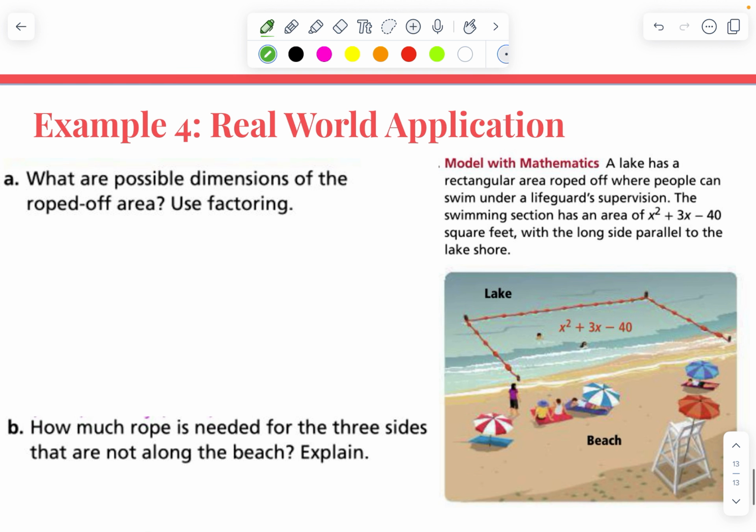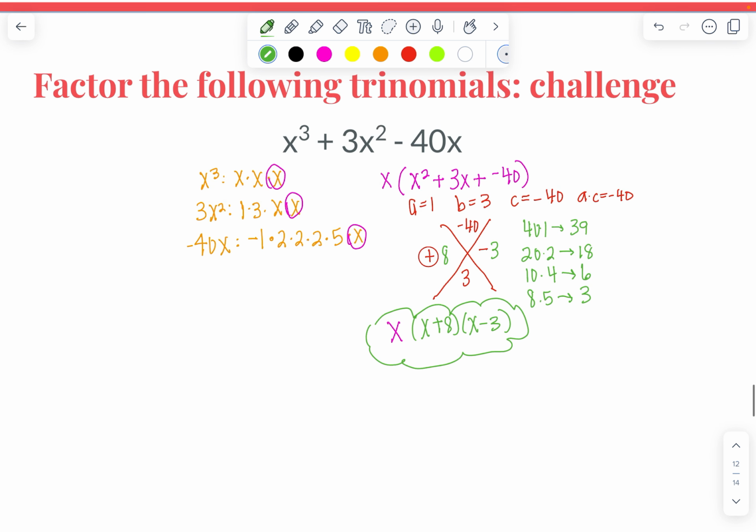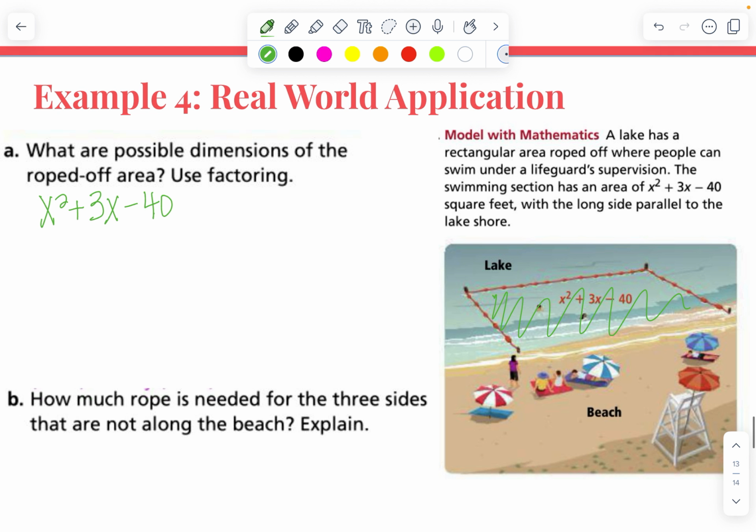All right. A lake has a rectangular area roped off where people can swim under a lifeguard supervision. The swimming section has an area of x squared plus 3x minus 40. So that's this section right here, with the long side parallel to the lake shore. What are the possible dimensions of the roped off area? So x squared plus 3x minus 40. And actually, I think we just did that same one up here. Yeah, x squared plus 3x minus 40.